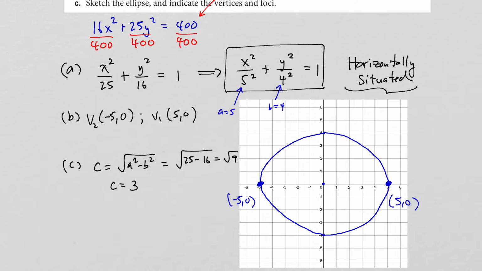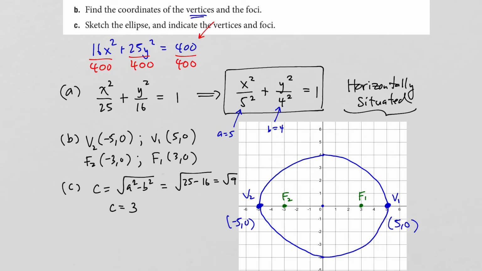So what that means is from the center, we're going to go 3 units to the right and 3 units to the left, and those are our foci. So here's focus 1, here is focus 2, and as I mentioned earlier, this is vertex 1 and vertex 2. So the coordinates of those foci, focus 2 is (-3, 0), and focus 1 is (3, 0). And so now I've done everything that they've asked me to do.